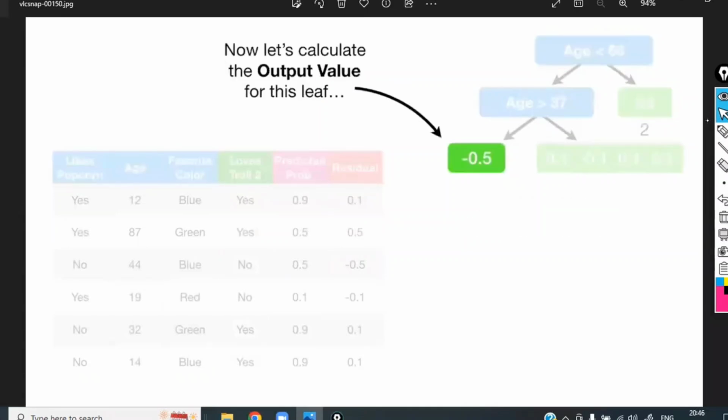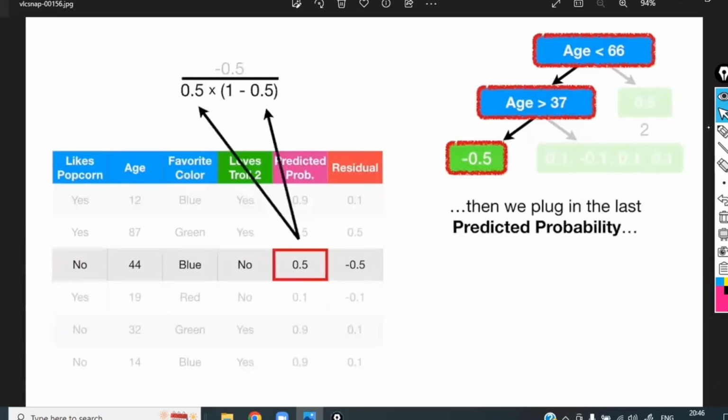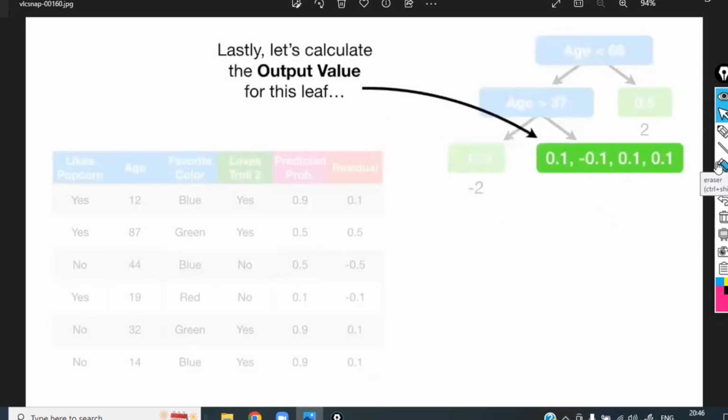Now, next comes this one. For this data, this one belongs to this leaf. For this one, the transform value is minus 0.5 divided by the previous probability, 0.5 into 1 minus 0.5. Everything is not the same, right? Previous probabilities are not the same, each one is different. So again you calculate accordingly: minus 0.5 divided by 0.5 into 1 minus 0.5, and you are transforming the value to minus 2.